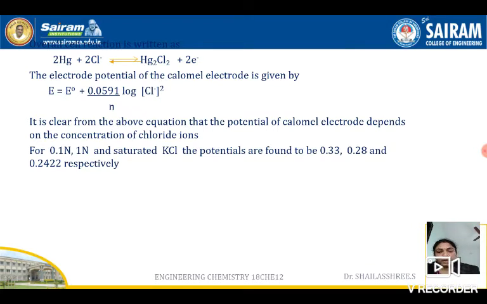So if we use 0.1 N KCl solution, the potential is found to be 0.33 volts, and when we use 1 normal solution of KCl, the potential is found to be 0.28 volts, and when saturated solution of KCl is used, the potential of the electrode is found to be 0.2422 volts. So the potential depends on the concentration of the chloride from the KCl solution.